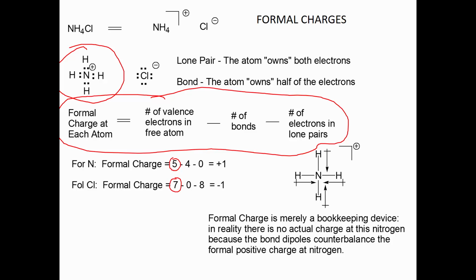So formal charge is primarily just a bookkeeping device. If we want to look at what the actual charge is, we also have to consider the electronegativity of the atoms. In the ammonium ion itself, there really isn't very much positive charge at nitrogen, because even though there's a formal positive charge, the dipole moments of the nitrogen-hydrogen bonds all send the electron density back to nitrogen, so it's compensated somewhat, and there really is very little charge at nitrogen.